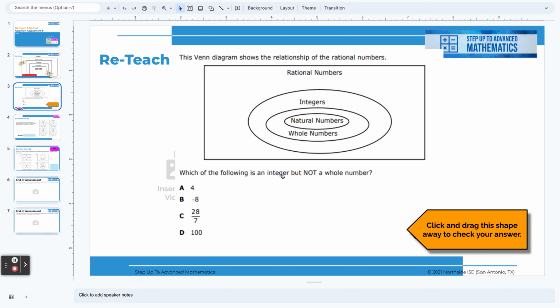It wants to know which one is an integer but not a whole number. The only one that possibly fits that criteria is B, negative 8, because negative 8 cannot be a whole number. It is an integer, but it is not a whole number. Therefore, our correct answer has to be B.